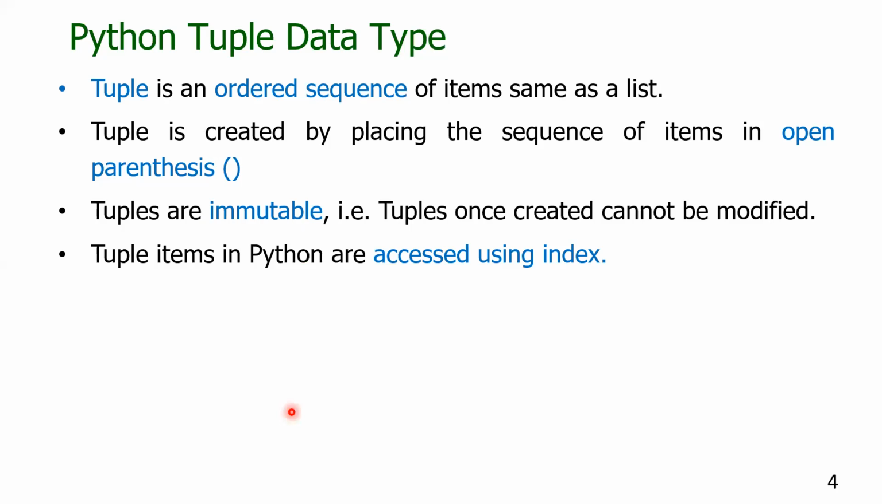Moving to the next data type, which is the Python tuple data type. Tuple is an ordered sequence of items which are same as list. Tuple is created by placing the sequence of items in open parentheses. List is created by using square brackets. On the other hand, tuple is created by using the open parentheses. Tuples are immutable. That means tuples once created cannot be modified. Tuple items in Python can also be accessed by using indexing, similar to that of list.